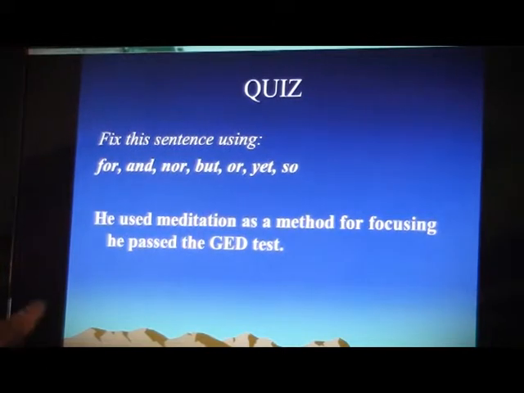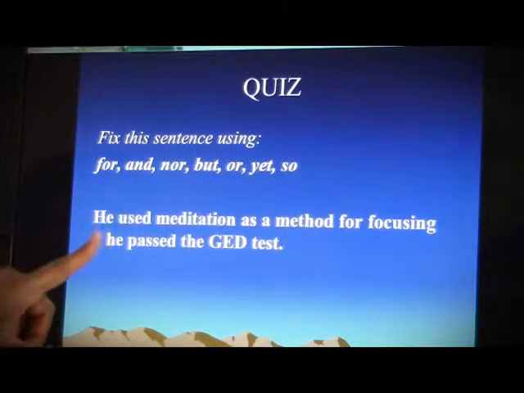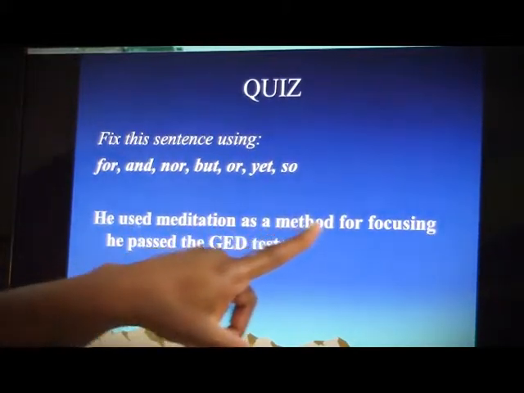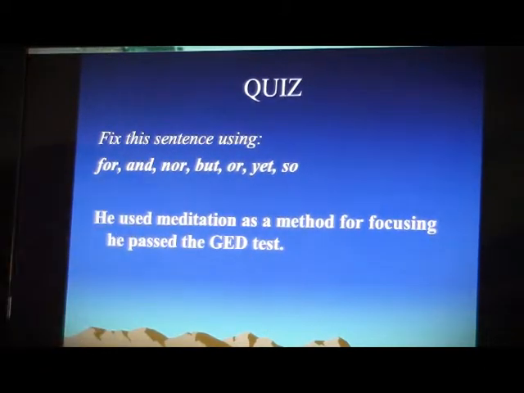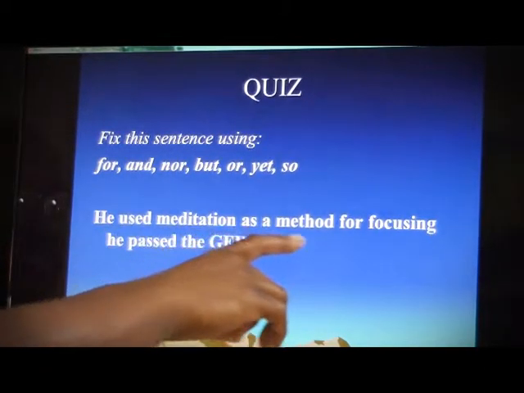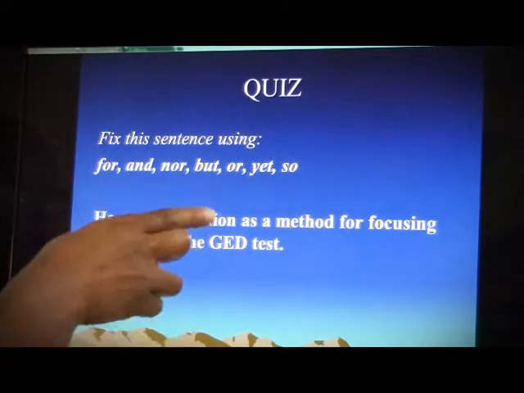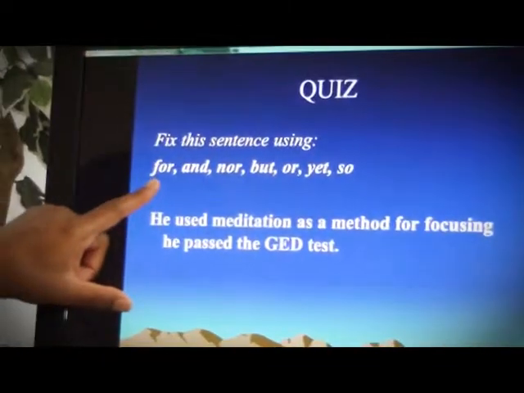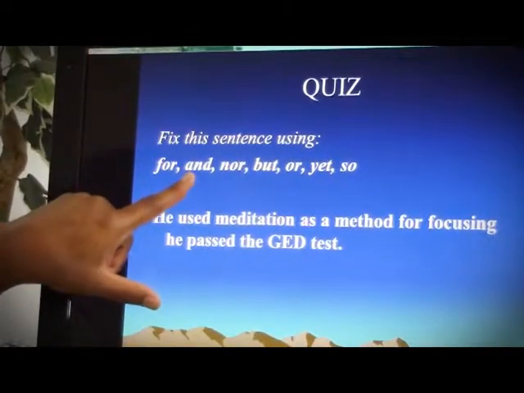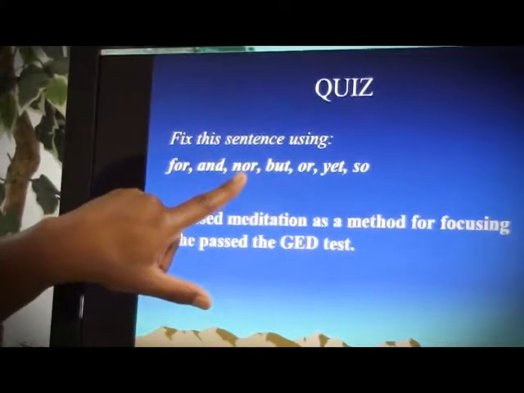Alright. One more. Use the same coordinating conjunctions. He used meditation as a method for focusing. He passed the GED test. Again, you can tell the problem, you can hear it. There's a connection between these two. The connection is one thing happened, therefore something else happened. Do you think it's for? No. Do you think it's and? No. Nor? You don't think that's either?